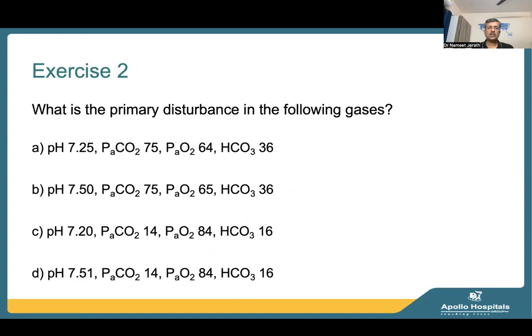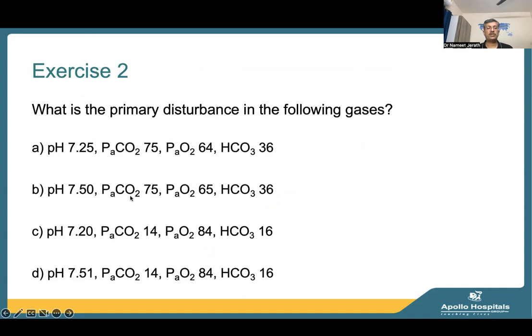Okay. So quickly, let's look at 4 different scenarios. What is the primary disturbance in each of the following gases? First, pH of 7.25, CO2 of 75, bicarbonate of 36. What is it? Acidosis or alkalosis? Acidosis. So acidosis can happen only because of either an increase in CO2 or a drop in bicarbonate. The reason here is increase in CO2. So this is a respiratory acidosis.